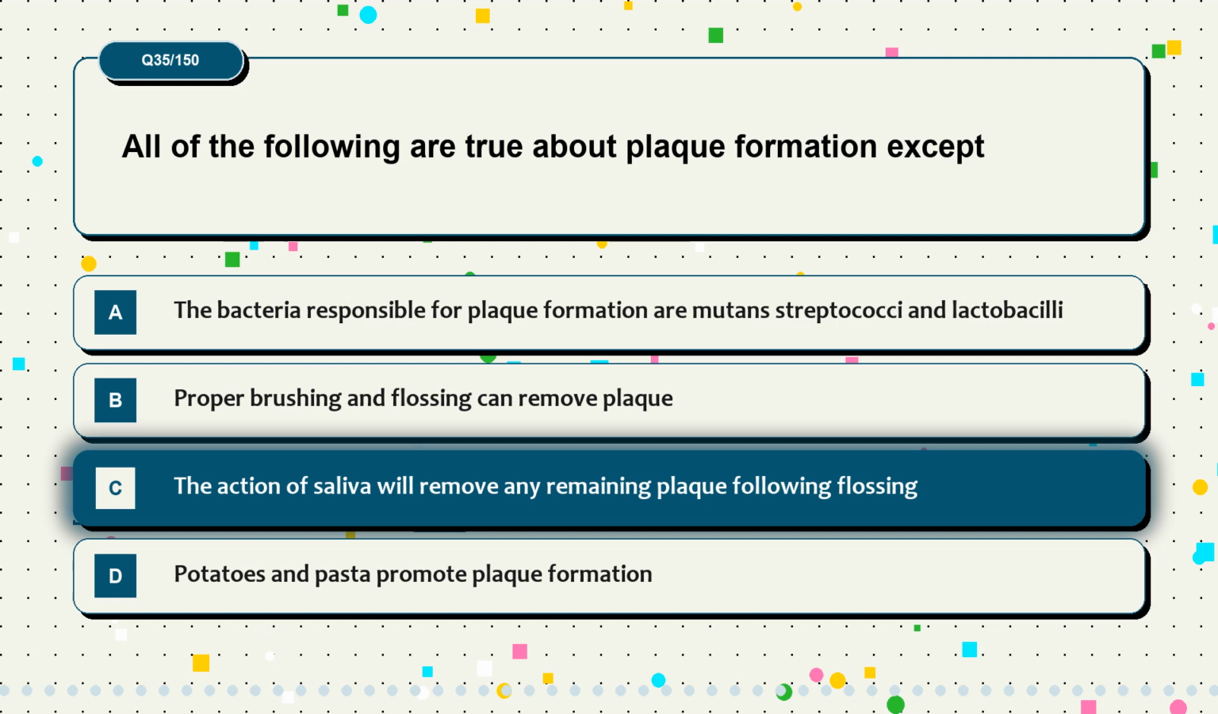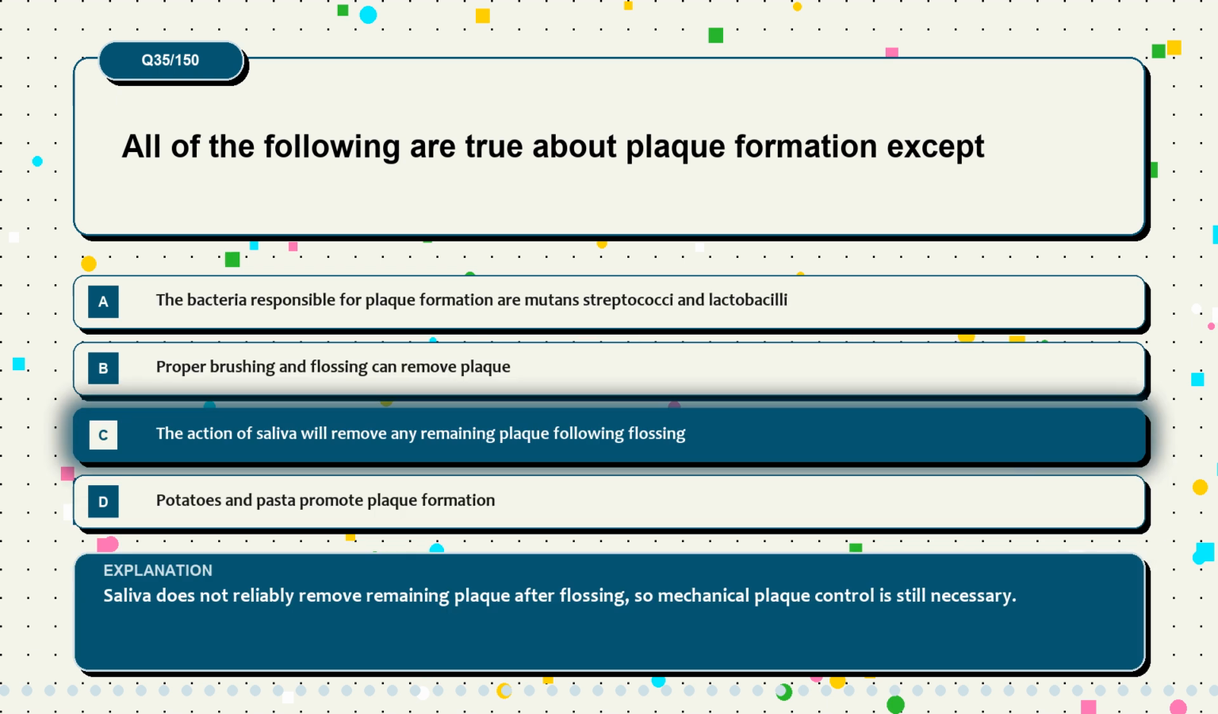The correct answer is option C. The action of saliva will remove any remaining plaque following flossing. Saliva does not reliably remove remaining plaque after flossing, so mechanical plaque control is still necessary.